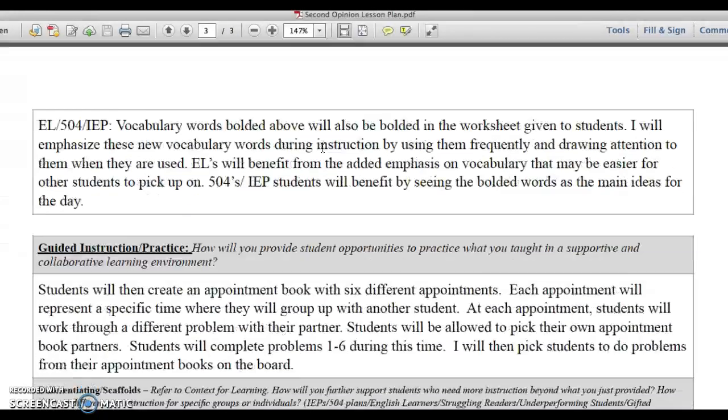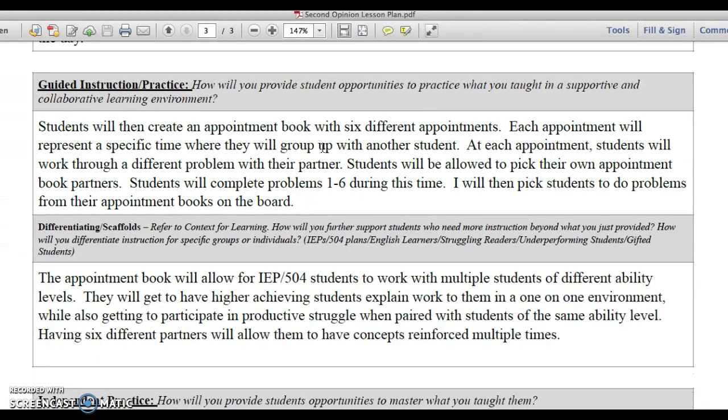After I do this, students are going to create an appointment book. They're going to create times: 1 o'clock, 2 o'clock, 3 o'clock, 4 o'clock, 5 o'clock, and 6 o'clock, since there are going to be 6 different appointments. They go around and find 6 different students they're going to work with at a point during the class. So if I write down someone for 2 o'clock, I'm also their 2 o'clock appointment. This allows students to talk to a bunch of different kids, get different points of view, and hear different people explain the problems to them if they're not understanding anything.